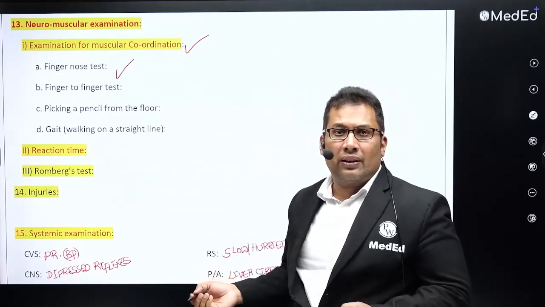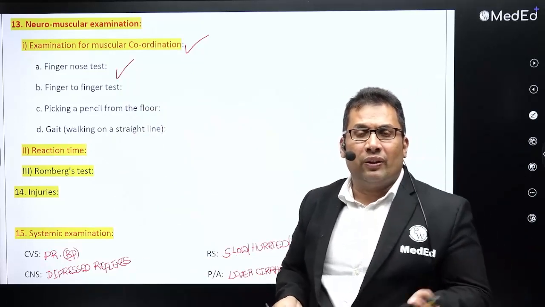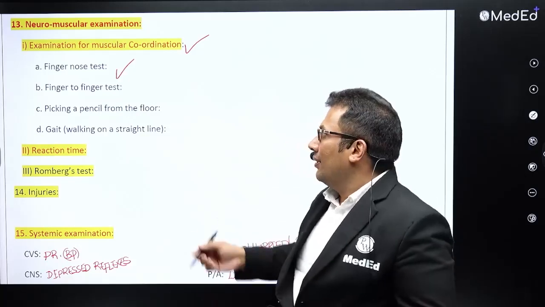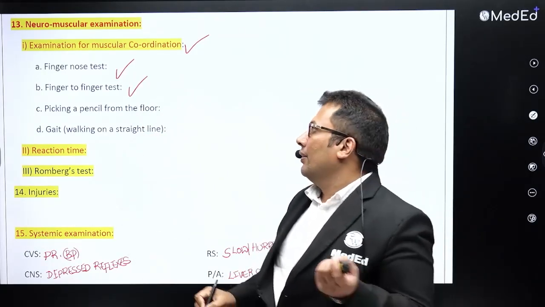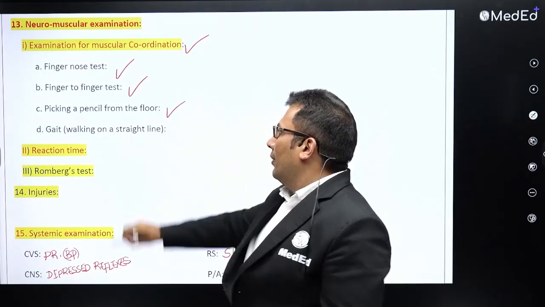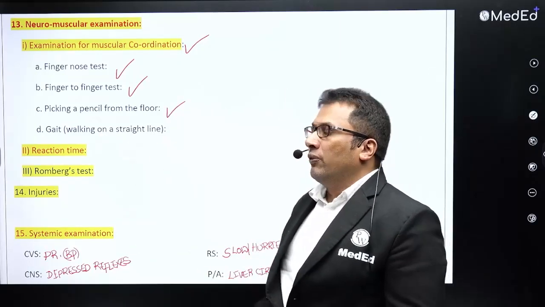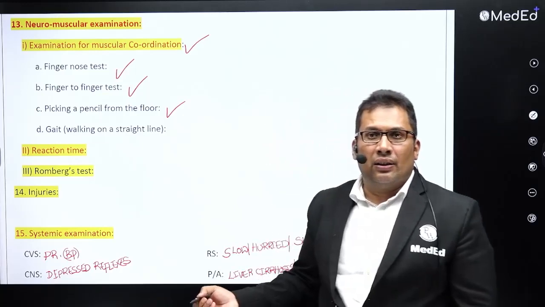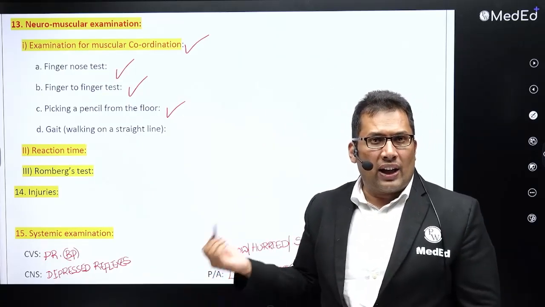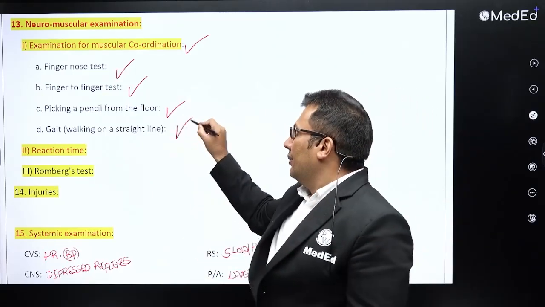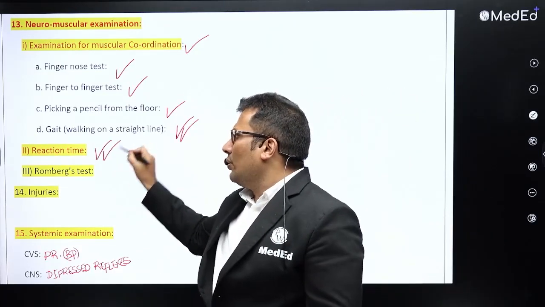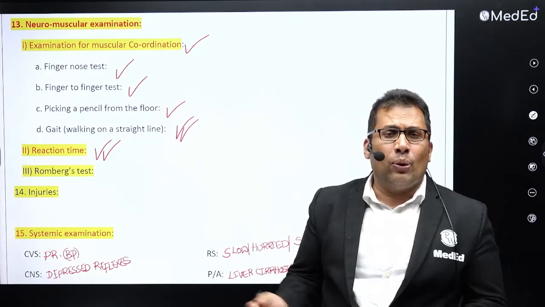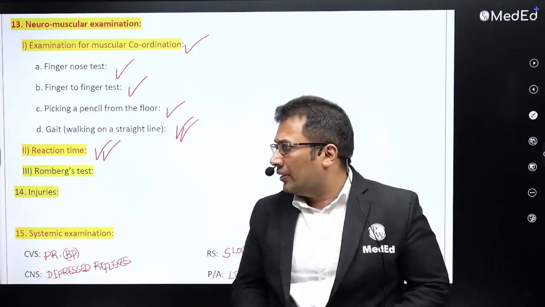How to do that? They can ask you in exam. Demonstrate finger to nose test, finger to finger test. You need to demonstrate sometime in your exam. Then picking a pencil from the floor. That shows whether there is muscle coordination, incoordination, gait, then reaction time. As you know, the reaction time is more when he is under influence.